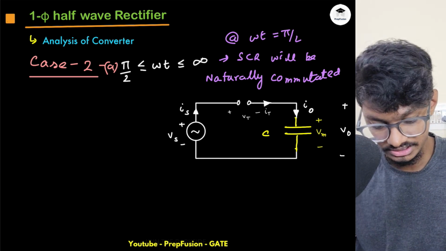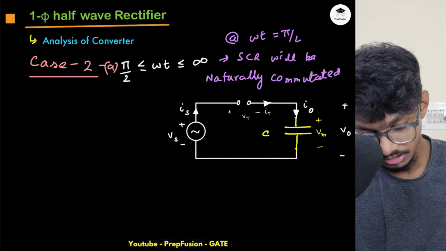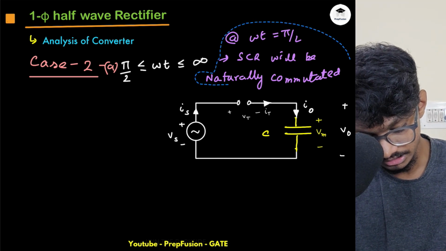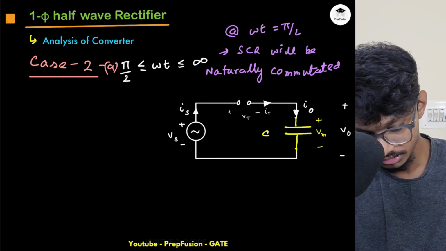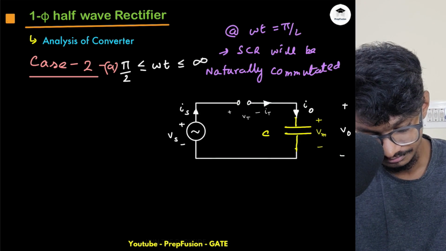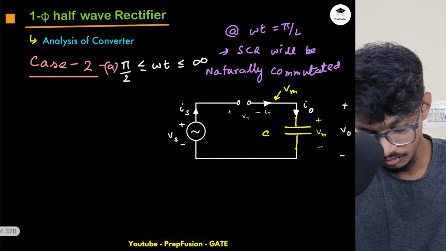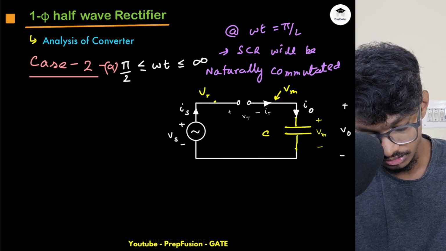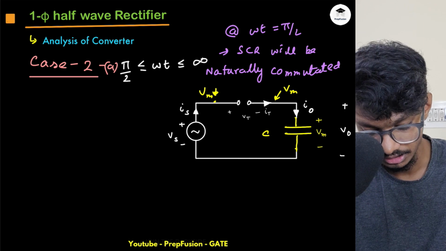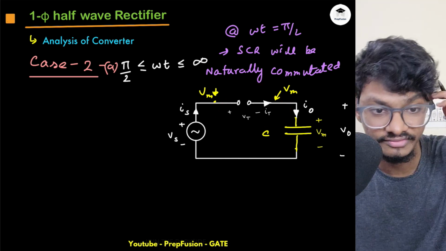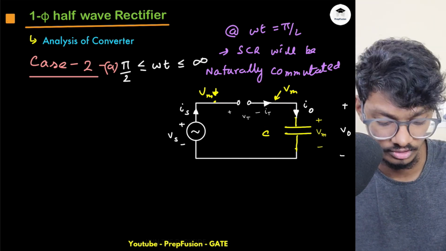Diode case. As soon as this node reaches VM, this node doesn't want to go below VM. This is fixed to VM and this node goes below VM, hence what happens? The thyristor goes into reverse blocking mode, and that's it.